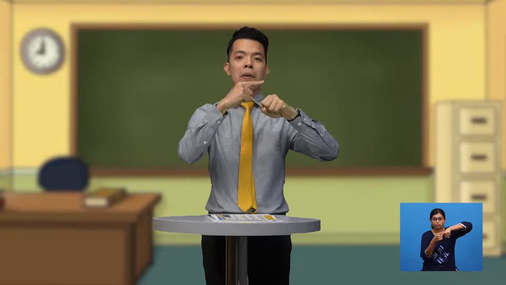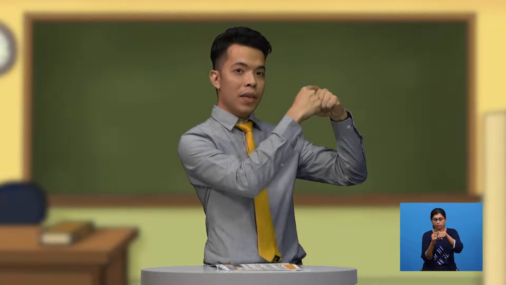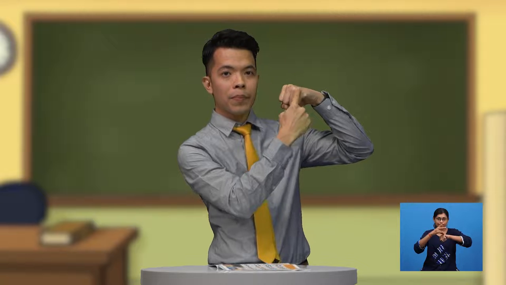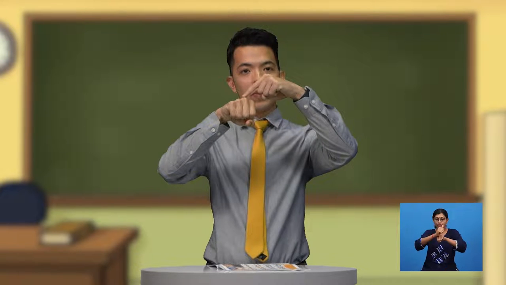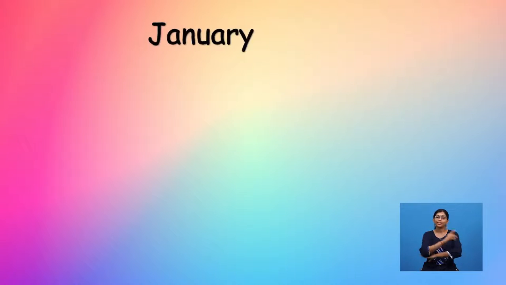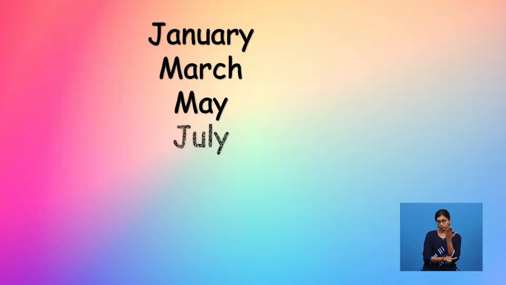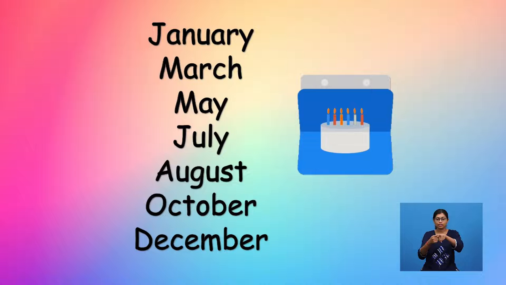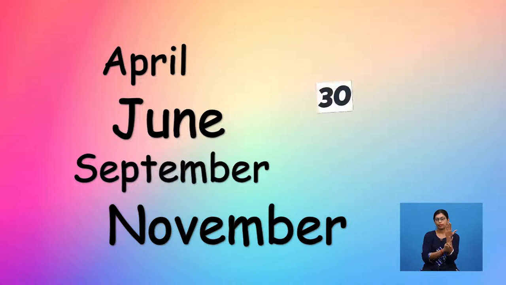The sharper point knuckles here means that there are 31 days, while the inner point knuckles represent 30 days. Let's try. January, February, March, April, May, June, July, August, September, October, November, and December. So, using this formula, we know that there are 31 days in January, March, May, July, August, October, and December. While April, June, September, and November has 30 days.